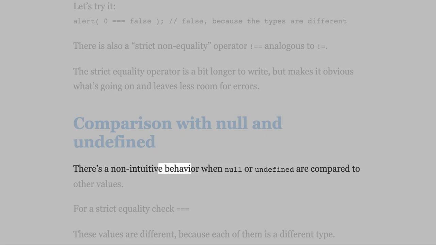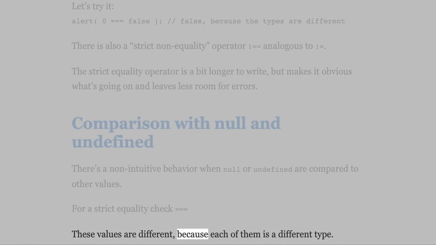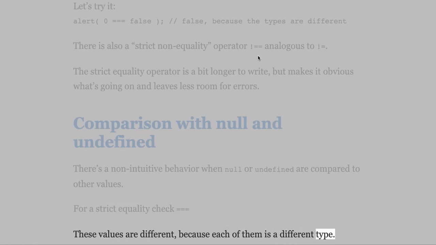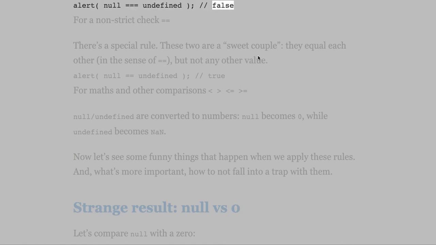Comparison with null and undefined. There's a non-intuitive behavior when null or undefined are compared to other values. For a strict equality check ===, these values are different, because each of them is a different type. alert(null === undefined) is false.